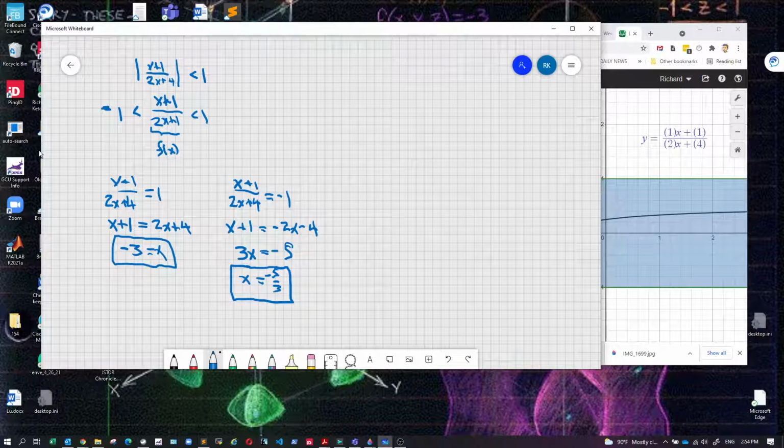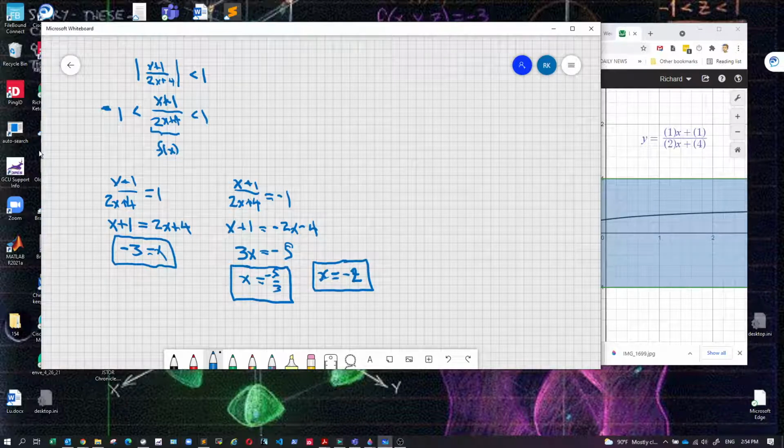Okay, and the other thing I'm interested in is where is it discontinuous. That's going to be at x equals minus 4 over 2. That's where it's got that big jump. So x equals minus 4 over 2 is a point I'm going to be interested in, which is just x equals minus 2. X equals minus 2 is a point I'm going to be interested in.